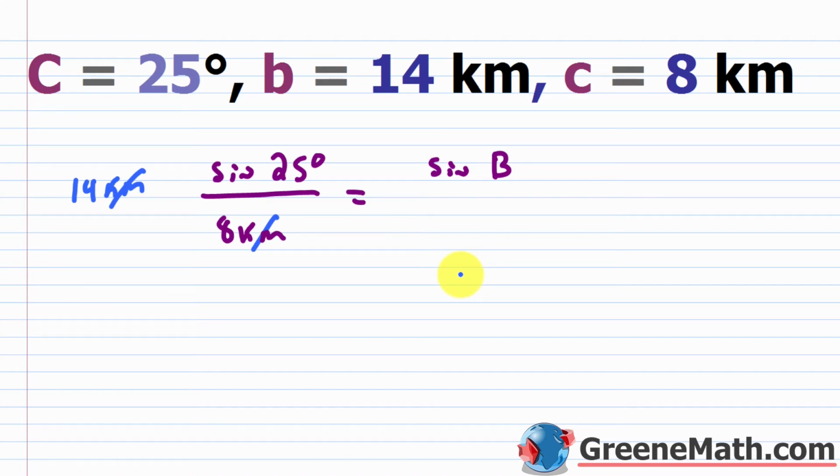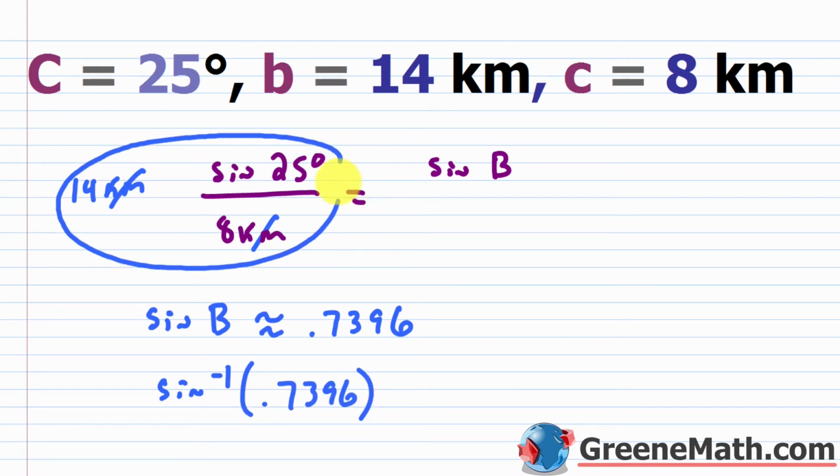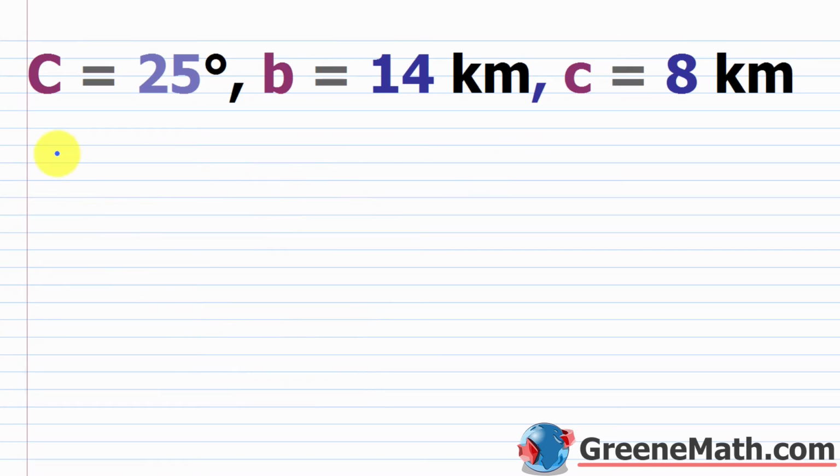Let's say 6. So the sine of B is approximately 0.7396. So you want to use your inverse sine function. So sine inverse of 0.7396. If you wanted to wrap this inside the parentheses when you're doing sine inverse, that's fine too. This is going to be more accurate. Now, if I do this, I'm going to get about 47.7 degrees. So B sub 1 is approximately 47.7 degrees.